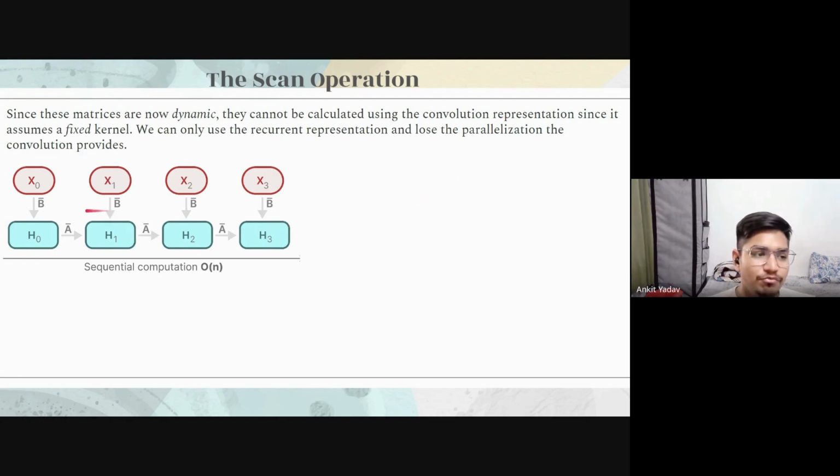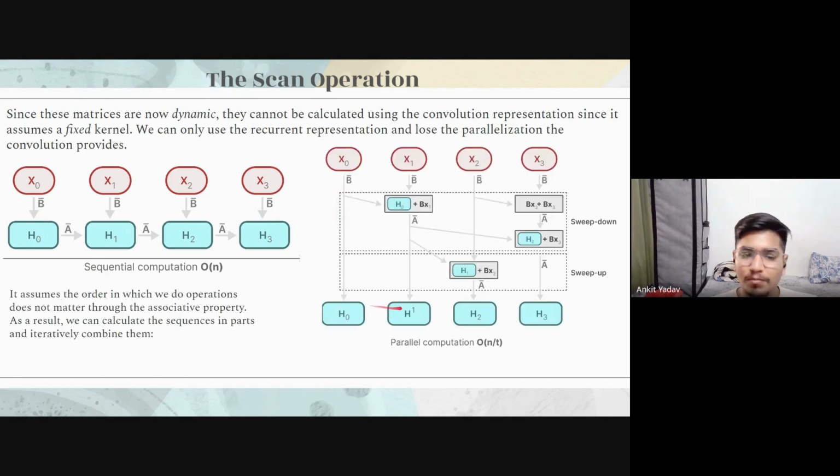So earlier, when B and C were static, it was just a sequential scan. But over the time, if we move to the dynamic or trainable nature of these parameters, we have to move to something different. This is known as parallel scan. The idea is that it assumes that in whatever order we do the operation doesn't matter, as long as we use the associative property. With the use of that, they are doing this.